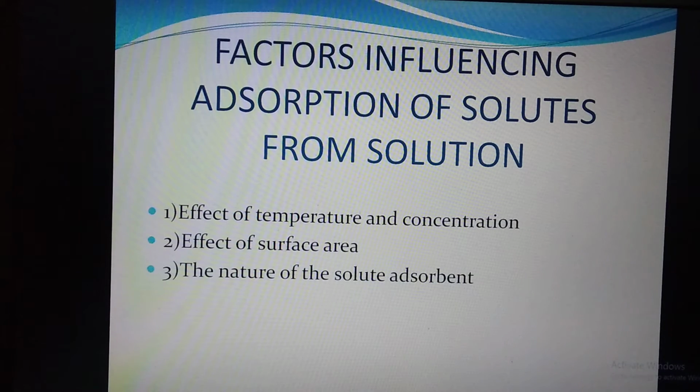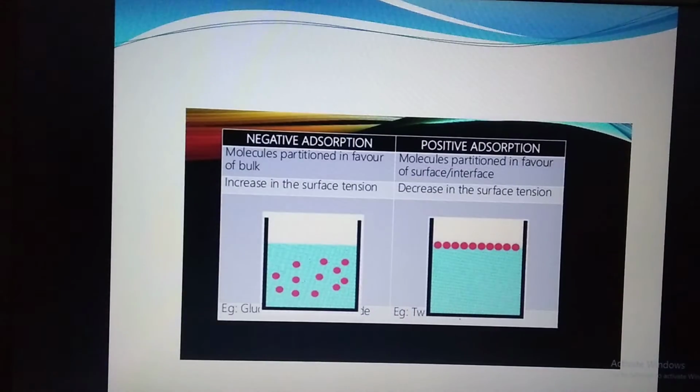and for positive adsorption, adsorption of substances from the solution increases with decrease in temperature and increase in concentration of the solution. This type of adsorption is known as positive adsorption. This is the definition for that. Just make a note of it. It will be helpful for you.